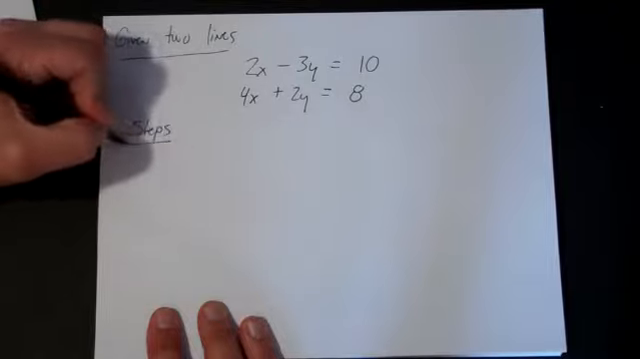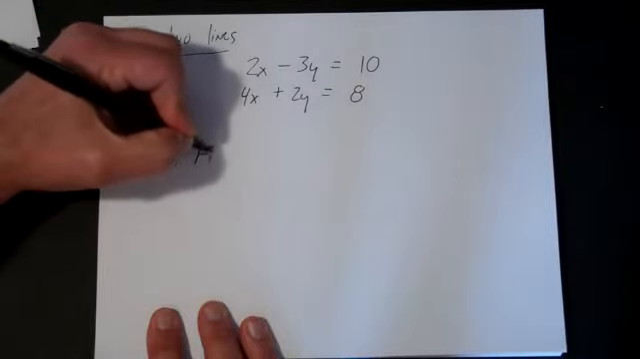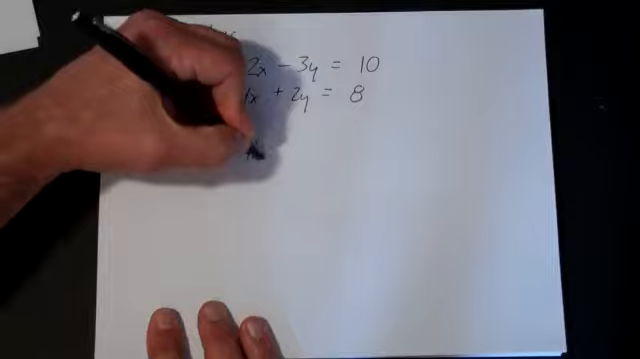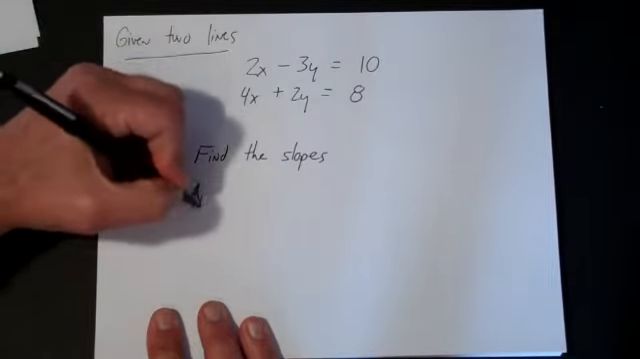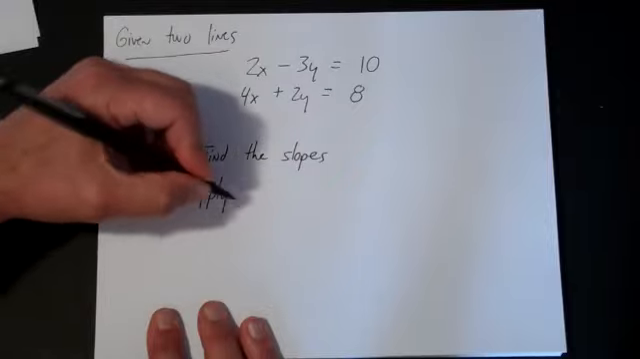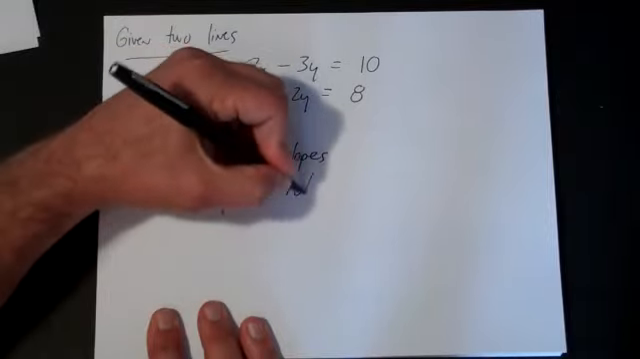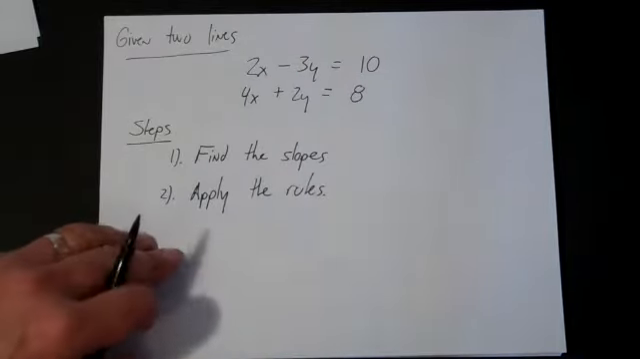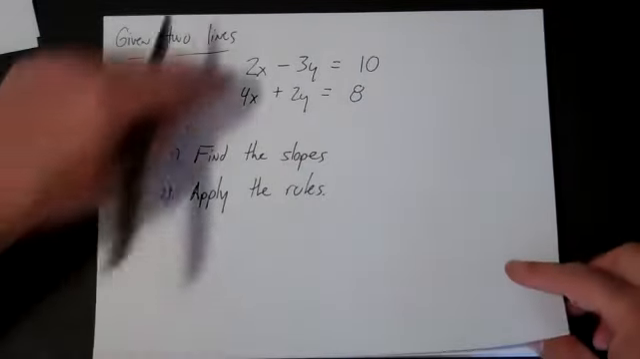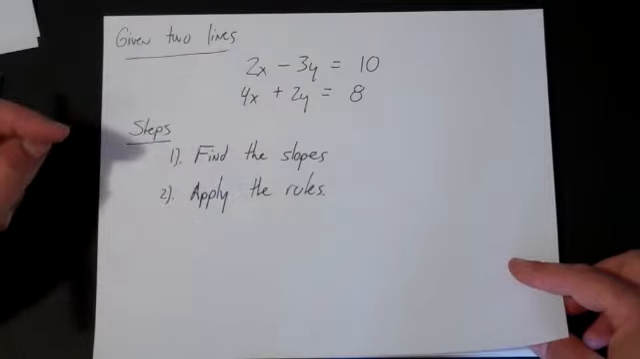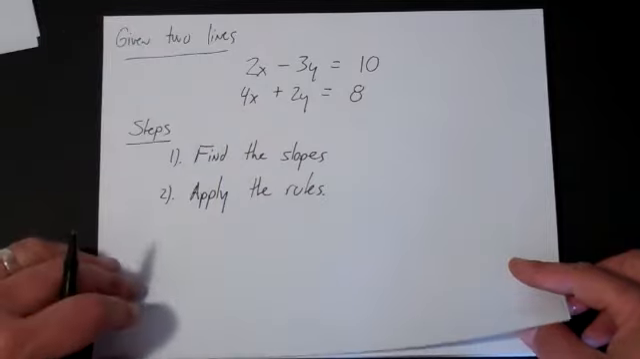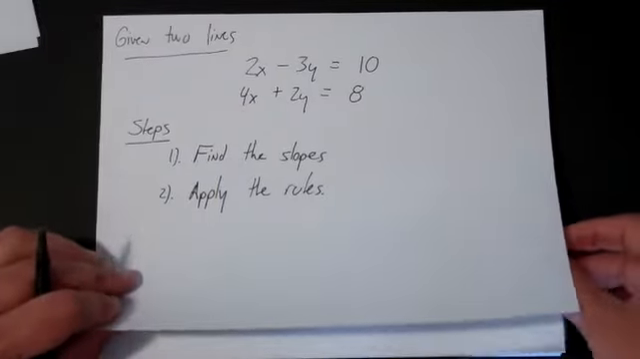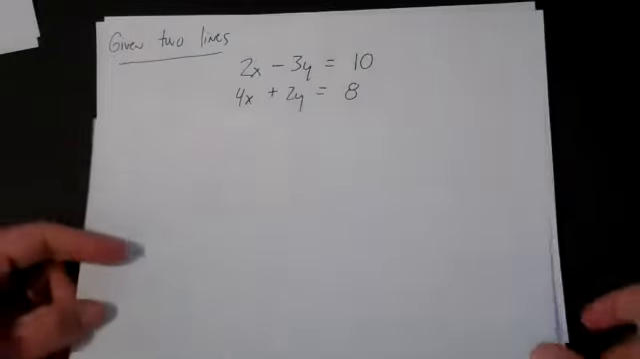Here are the steps. Step number 1, find the slope of the two lines. Step number 2, apply your definitions, apply your rules. If these two lines have the same slope, you know they're parallel. If these two lines have slopes that are negative reciprocals, you know they're perpendicular. If neither one is true, then you have lines which are neither parallel nor perpendicular.